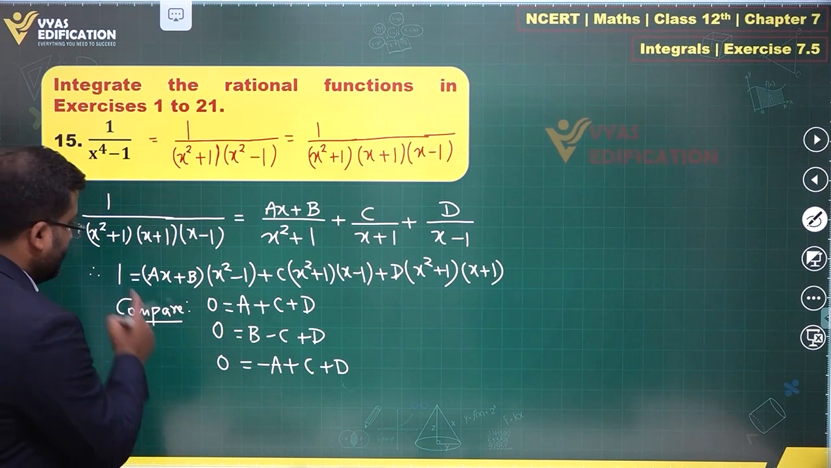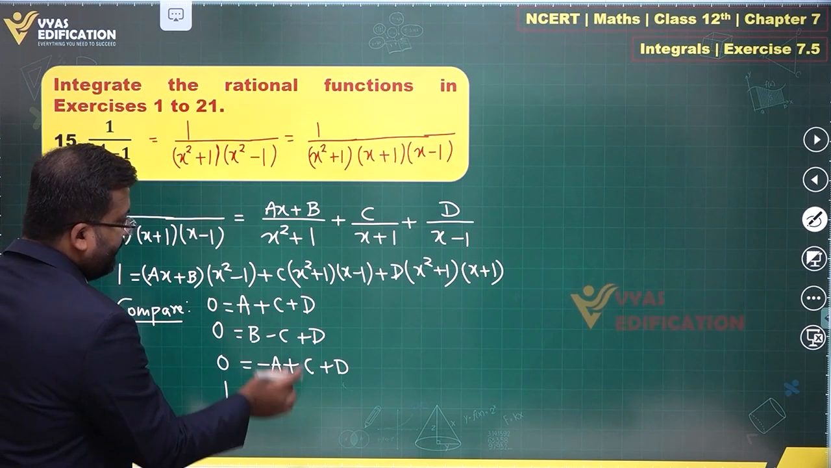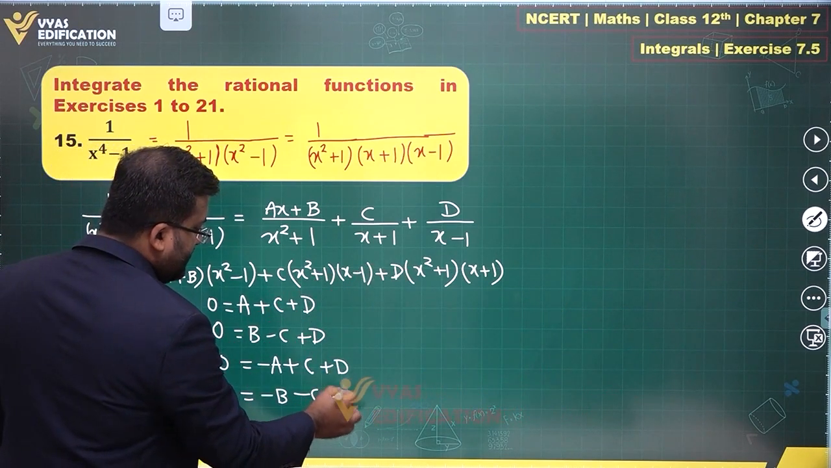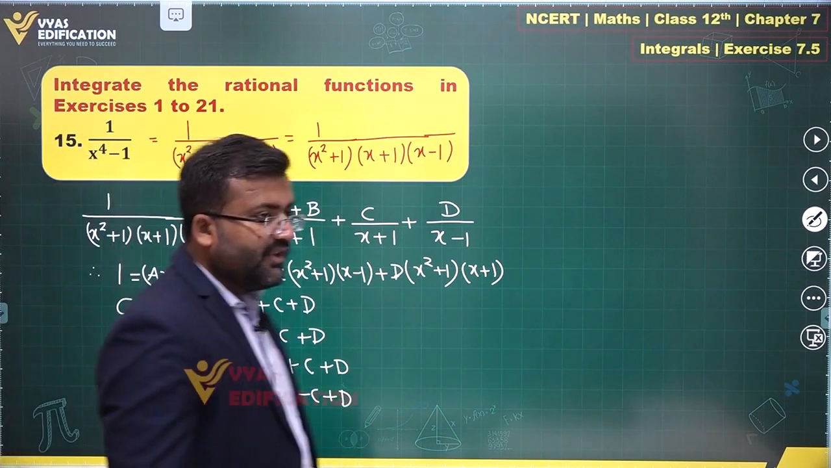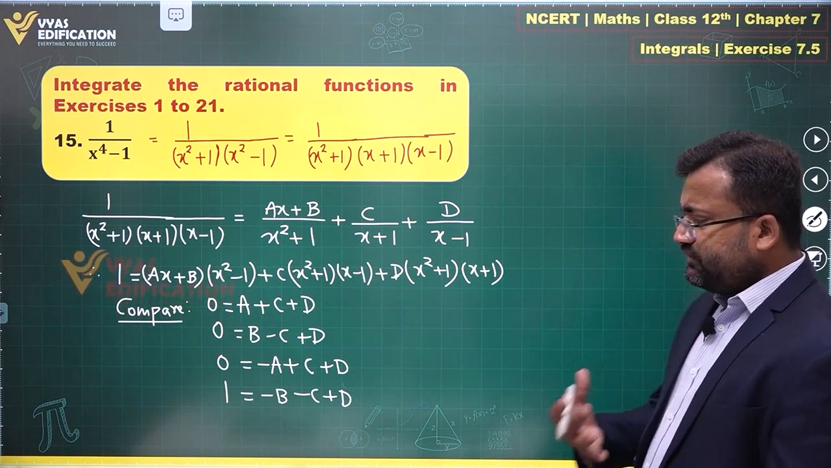What else? Constant term which is 1 will be equal to what? Here you'll have minus b as the constant. There you'll have minus c as the constant, and there you'll have plus d as the constant, right? This is what you'll have. Is that okay? Yes, that's okay. That looks okay. So what next?